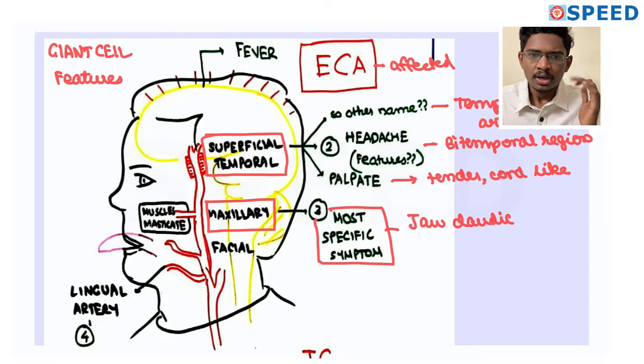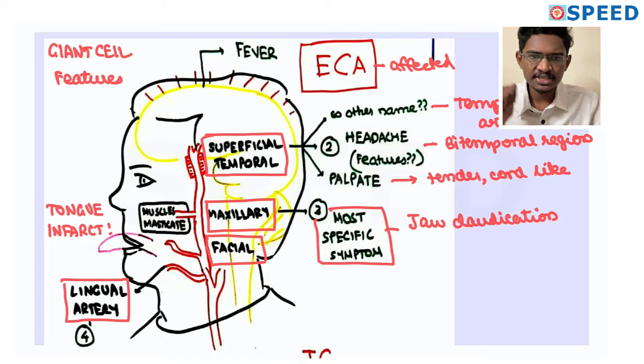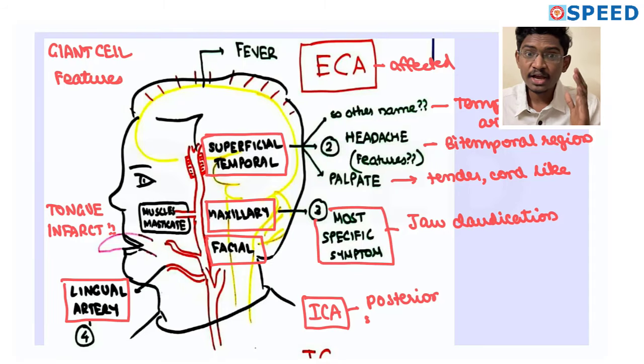Next, the maxillary artery supplies the muscles of mastication. So usage of muscles of mastication will cause vascular claudication pain, which is the jaw claudication, the most specific symptom of giant cell arteritis. Next, the facial artery and lingual artery supply the tongue. So tongue infarction can happen anytime in GCA. If tongue infarction is there, you must rule out GCA. It's very common in GCA compared to any other condition.